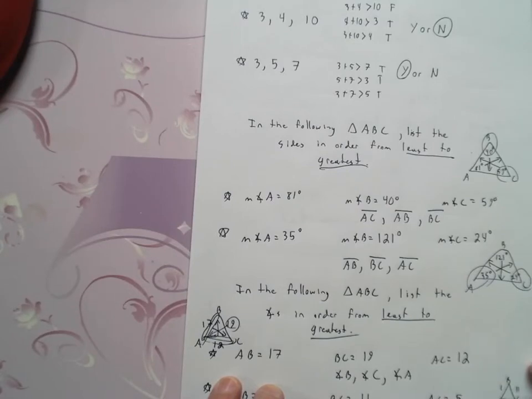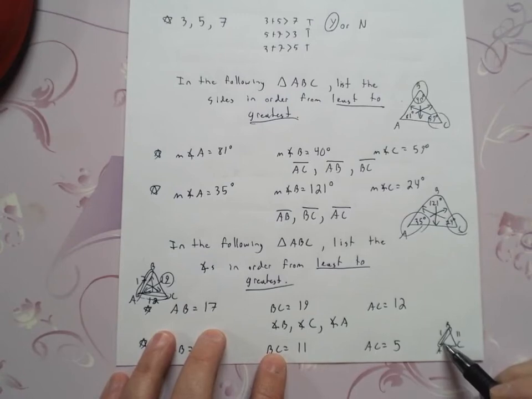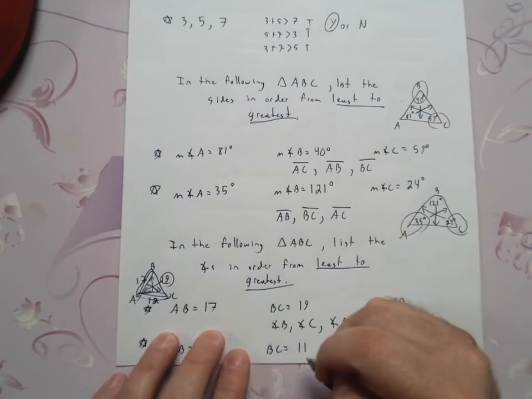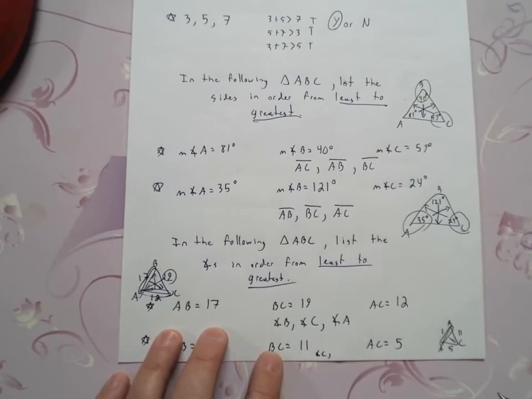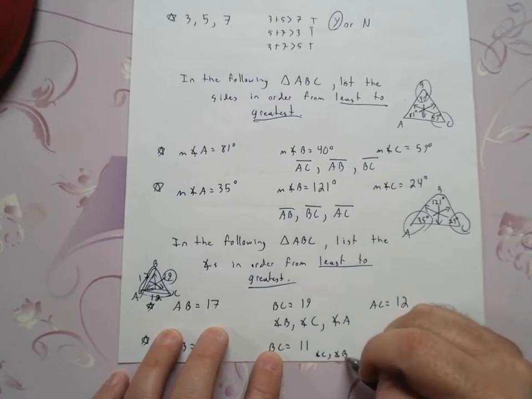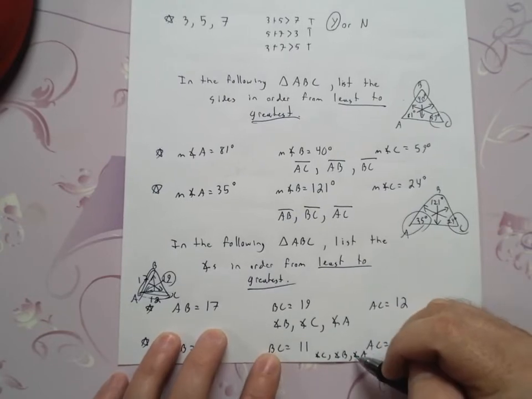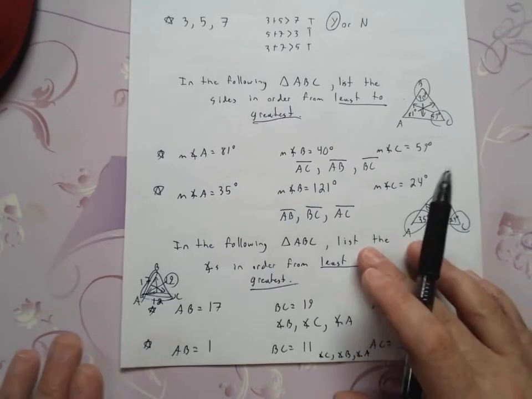So here's my smallest side. Oh, so you can see that. There's my smallest side. So that means that angle C, let's just put it right here, angle C is my smallest angle. Here's my next smallest side. That means angle B is in the middle, and then angle A has to be the largest. So smallest, angle C, middle, angle B, largest, angle A, because the picture supports that.